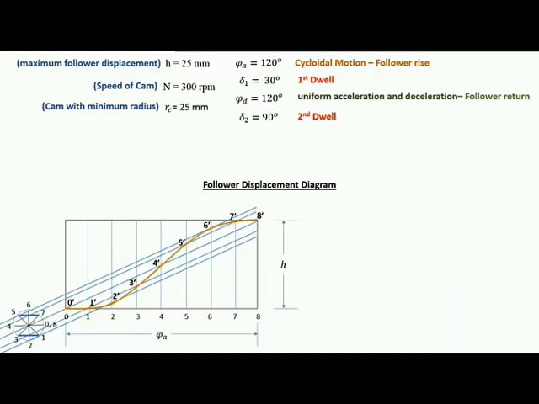Next is delta 1, 30 degrees. So we'll make a rectangle box and we'll draw a horizontal line. Next we'll make the uniform acceleration and deceleration.